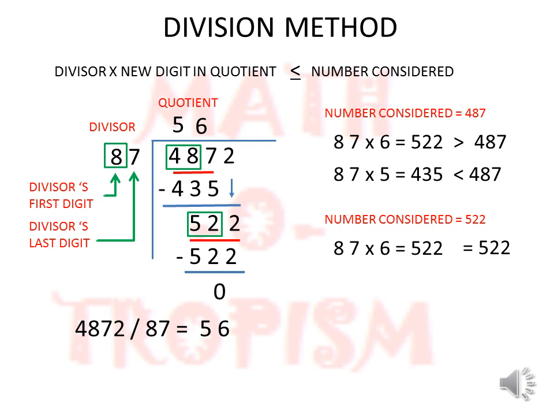So when I am going to take the divisor into the new number in the quotient, each time it is going to change along with the number considered. So the relation is: divisor into new number in the quotient should be lesser than or equal to the number considered. This is the first rule, always: the divisor into the new number in the quotient is lesser than or equal to the number considered. So these are all the terms which I am going to use in the long division method for finding the square root.